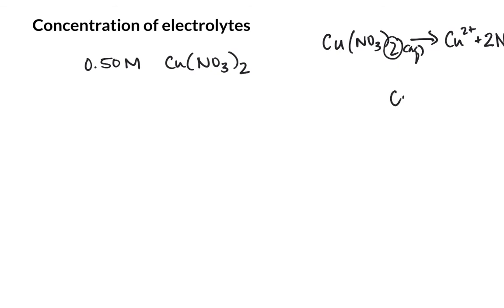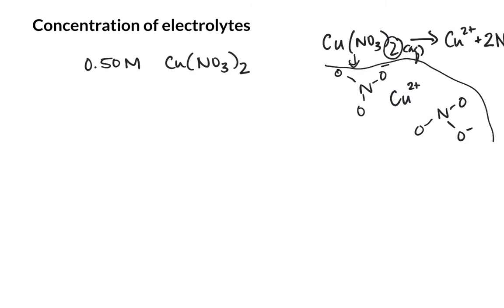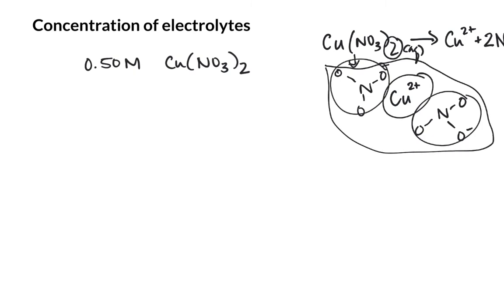So remember, you'd have copper 2 plus out here, and then you're going to have an NO3 minus and an NO3 minus. That'll balance the charges. And so this complex is actually made up of 2 nitrate ions and 1 copper 2 plus ion. Okay, so when it dissolves in water, we're actually getting 3 ions. We get 1 copper ion and 2 nitrate ions.